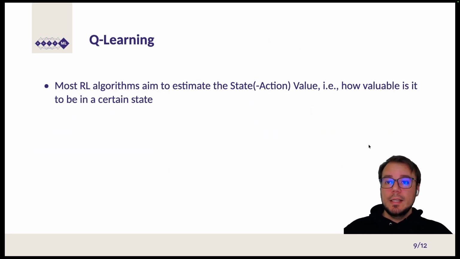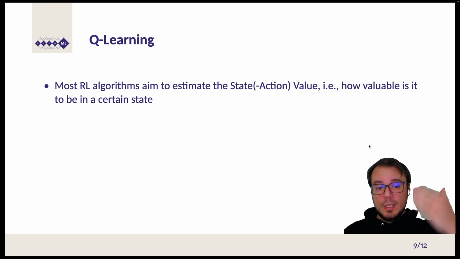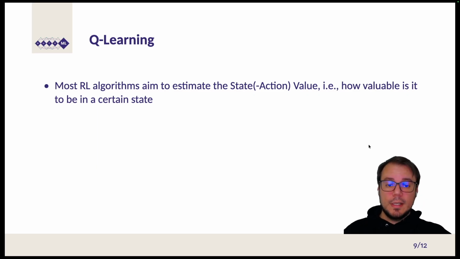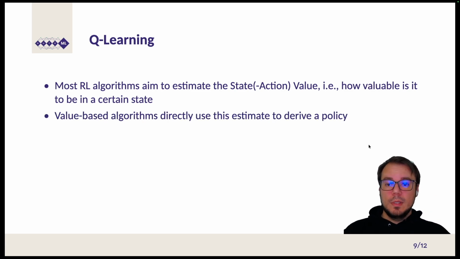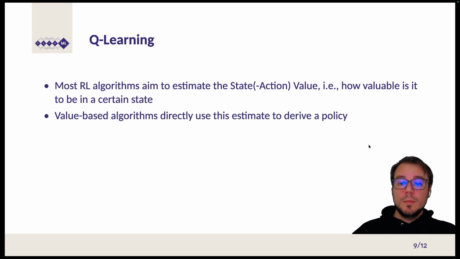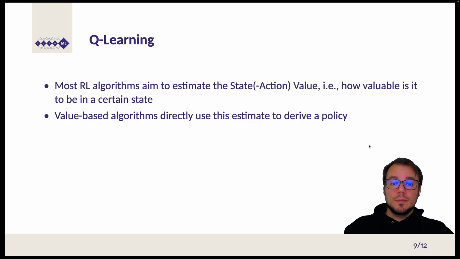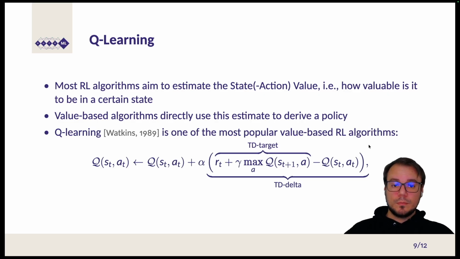Now, most RL agents actually aim to estimate the so-called value function or state action value function. And this value function tells us how valuable it is to be in a certain state, or how valuable it is to be in a certain state and play a certain action in the state, with the expectation of the future rewards that we might be getting. And these value-based algorithms directly use the estimate to derive a policy. And Q-learning, which we're going to talk about here, is one of the most famous examples.